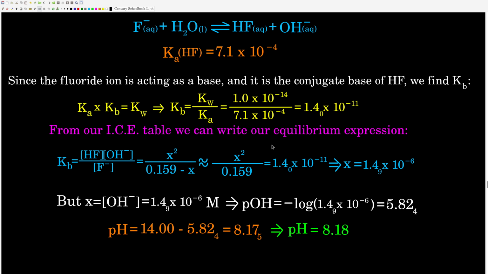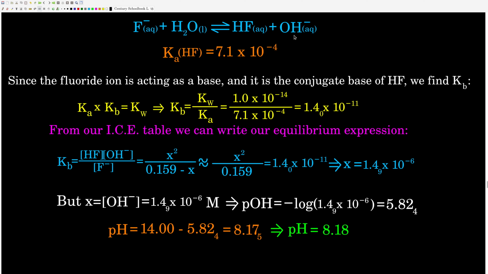Neglect x, we get this, simple to solve. Multiply through by 0.159, take the square root, and we get x is 1.5 times 10 to the minus 6. Yes, that's definitely a lot smaller than 0.159, way less than 5%. We can neglect it. It was a good assumption. All right, so now we know x, which means that because x is equal to the concentration of hydroxide and hydrofluoric acid, we want the pH of the solution.